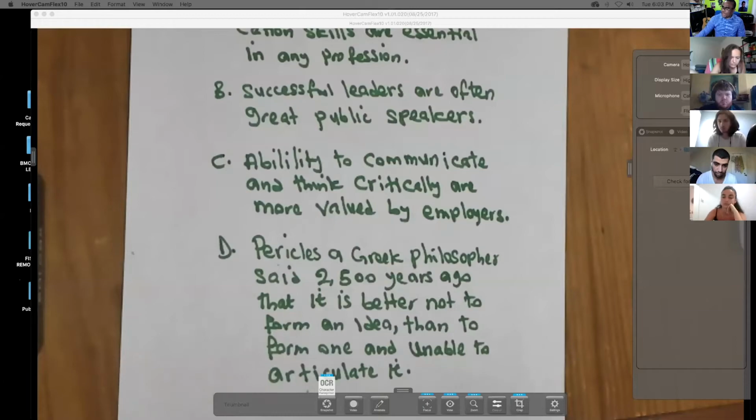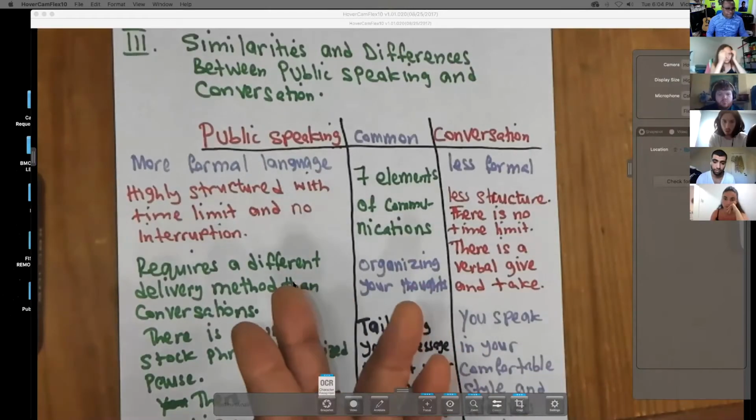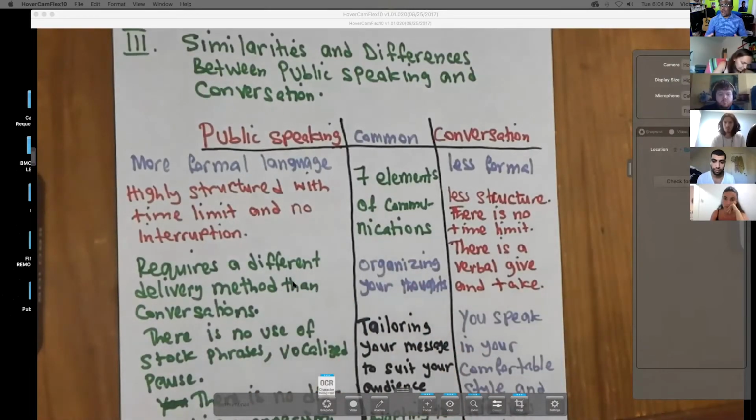Now let's talk about the differences and the similarities between public speaking and conversation. Public speaking is more formal. More formal has to do with what you say and how you say things, and it means that it is highly structured. It means that there is a time limit. In a public presentation, if you have 2 minutes to speak, that's the time people are giving you. When you go beyond that 2 minutes, you are abusing that privilege.